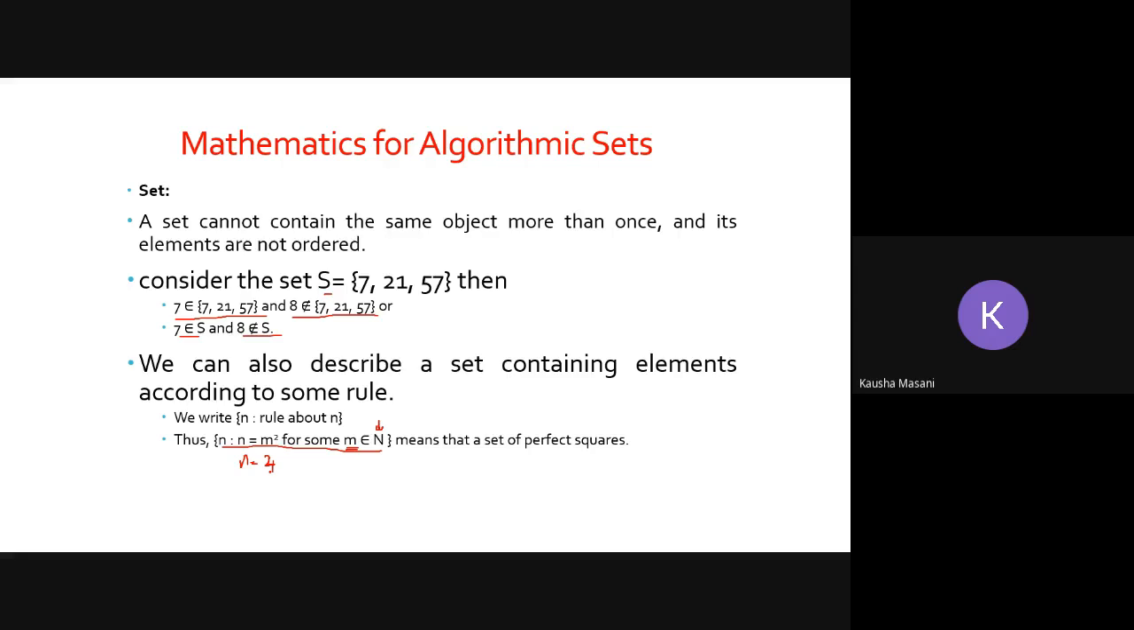So this means you are describing a set with some kind of rule. If you write this particular rule for your small n, it means it is a set of perfect squares. Because m belongs to capital N, the natural numbers. So 1 square is 1, 2 square is 4, 3 square is 9. So all these are numbers belonging to the perfect square set. So what can you say about this particular set? It is a set of perfect squares.